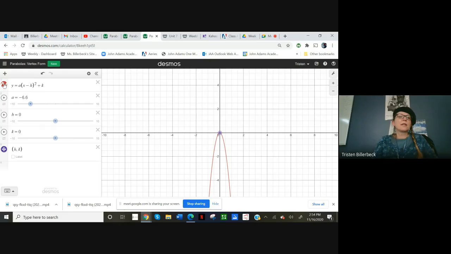Okay, so that's it for our parabolas. I'm going to start animating that so you guys can see it. And let's animate this one. There you go. That's what h does. And now we're going to add in k. Boom. Look at that. It's going way. Ooh, it's gone. Hopefully it comes back. There it is. It came back.